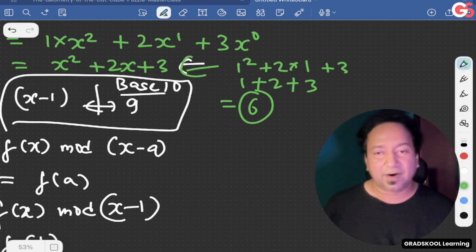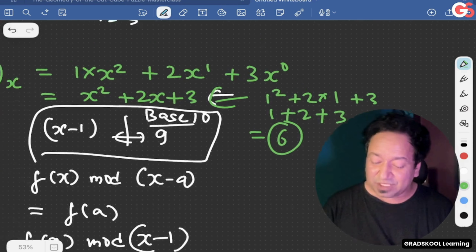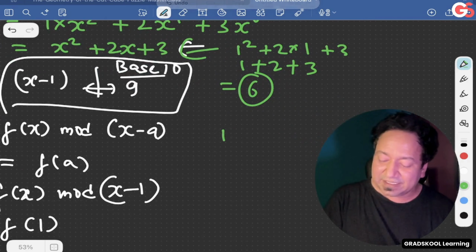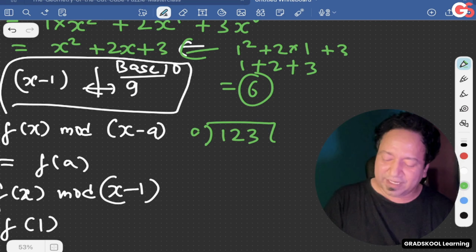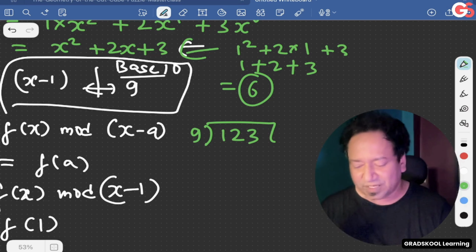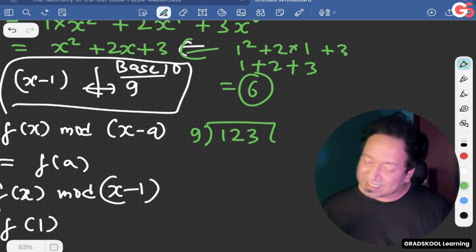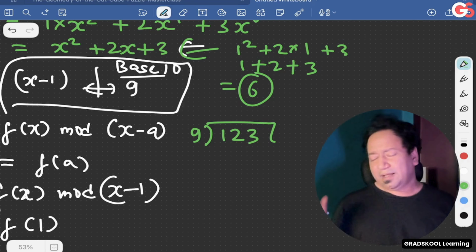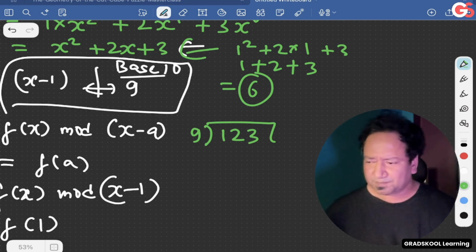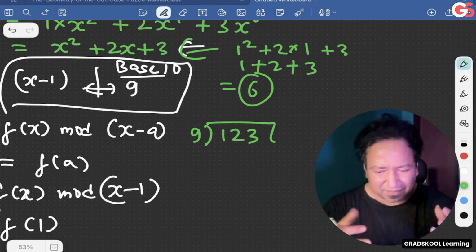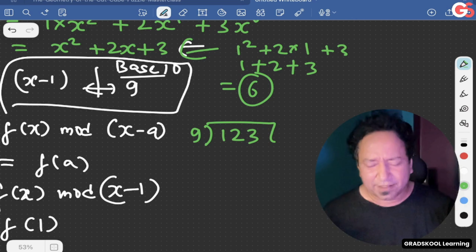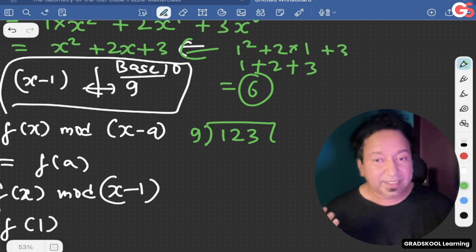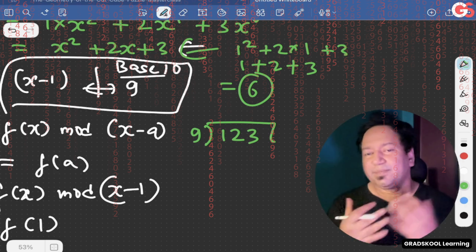That is 6. Now, to your surprise, if the original number 123 is divided by 9, you will get 6 as the remainder because the sum of the digits, 1 plus 2 plus 3. Isn't that brilliant? So now we have proved one thing. Not just proved, I have just uncovered all the layers of numbers, which are now having an algebraic format.